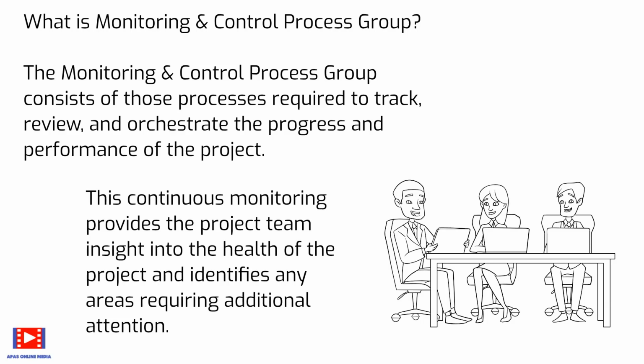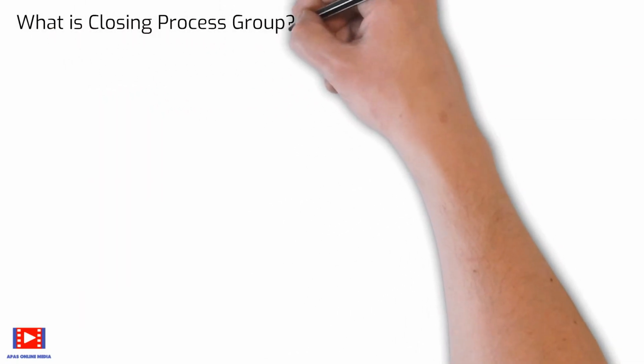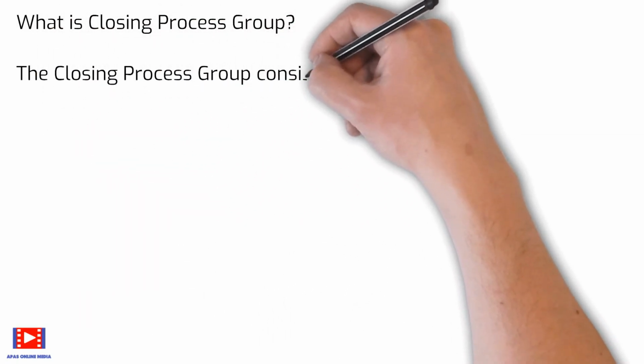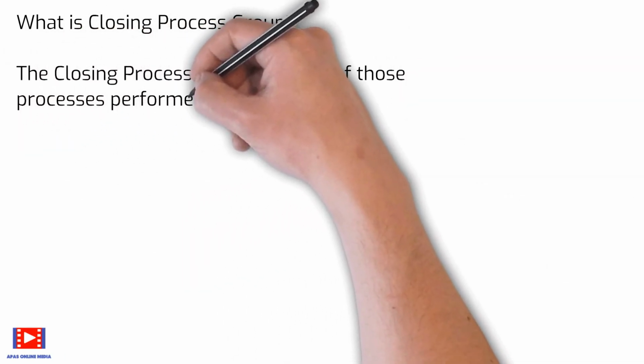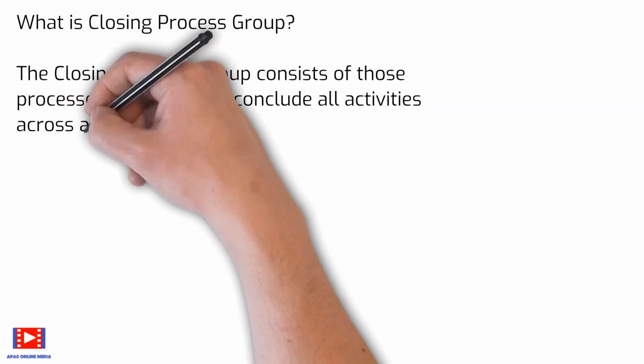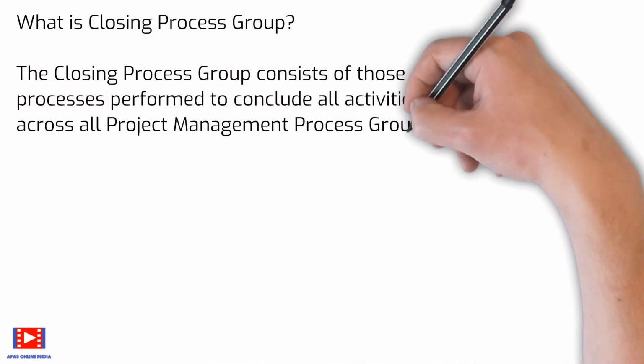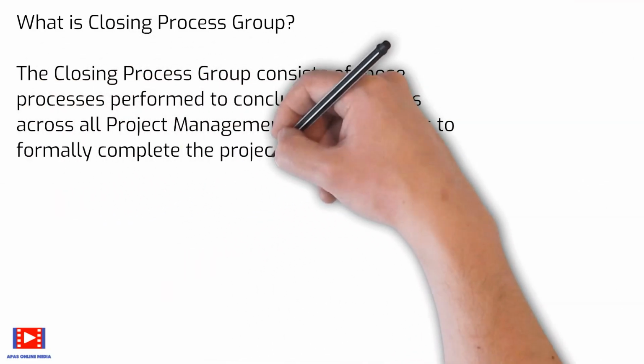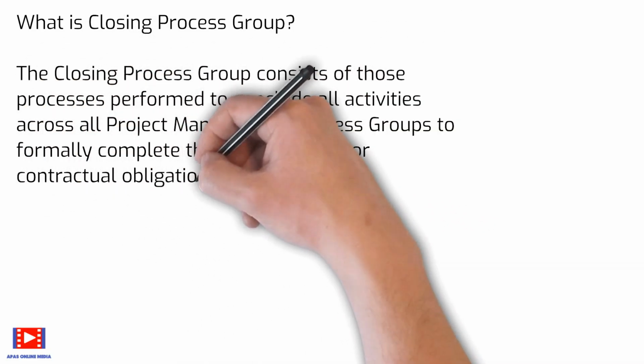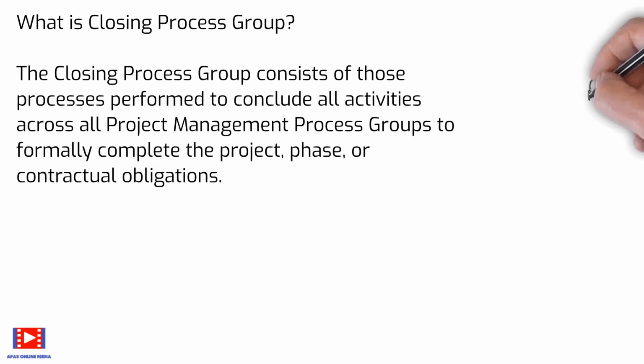What is closing process group? The closing process group consists of those processes performed to conclude all activities across all project management process groups to formally complete the project, phase, or contractual obligations.